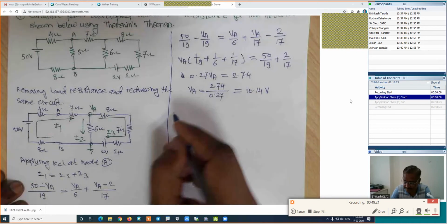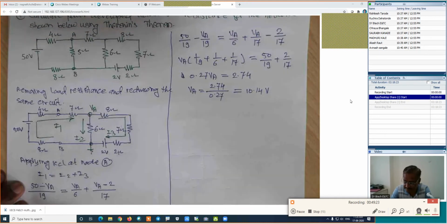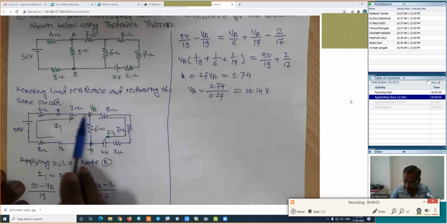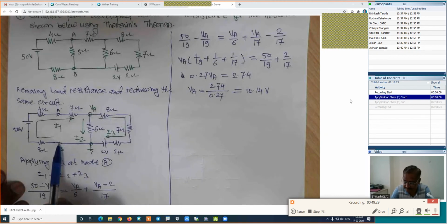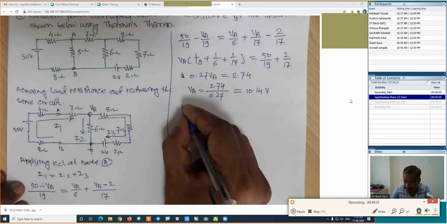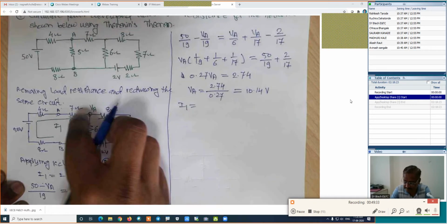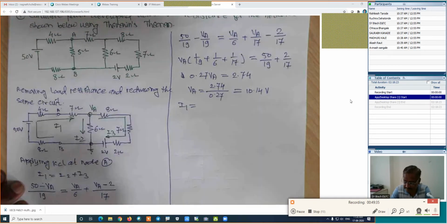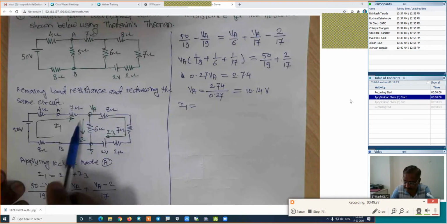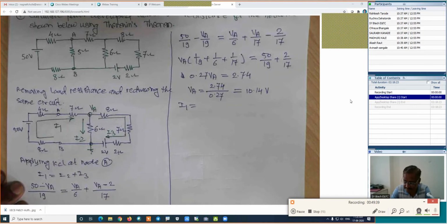If we know VA, in which current are we interested? We are interested in this current, I1, because my plan is to use this path. I1 is the current in this complete branch. Current is not for one resistance; current is for the complete branch. This is I1. How much is I1?